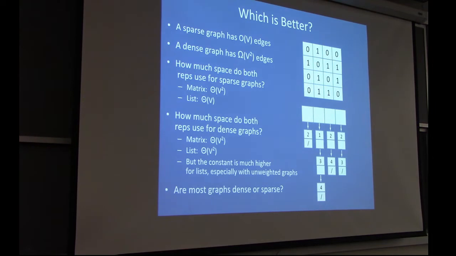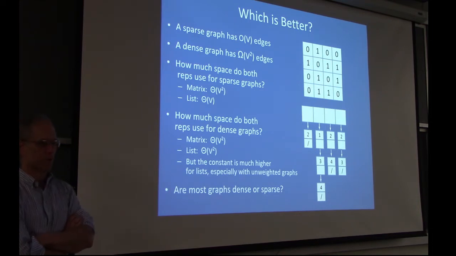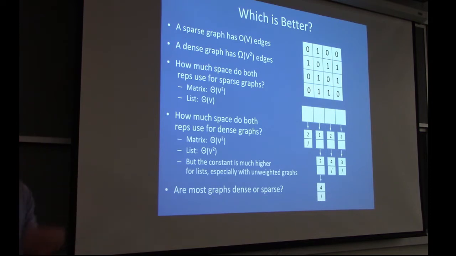The internet has more links than websites. Is it sparse? Just because there are more links than websites doesn't mean it's sparse or not sparse. O of V doesn't mean at most V edges. You could have 100 vertices, 100 edges per vertex. It's still sparse.